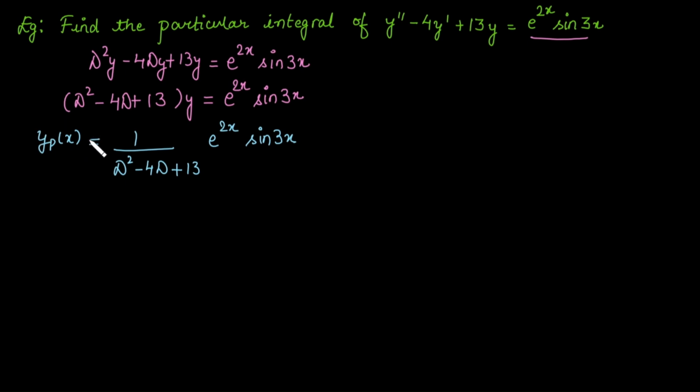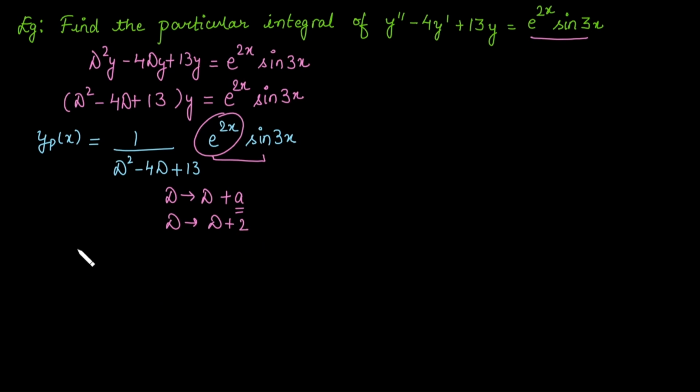Now for the particular integral, we take this function in the denominator on the right-hand side, and observe that there are two terms. One is exponential and second is the sine. So first we will operate on the exponential term. In that case we need to replace D by D plus a, where a is the coefficient of x in the exponential term. So what is the coefficient of x in this case? That is 2. So we replace D by D plus 2.